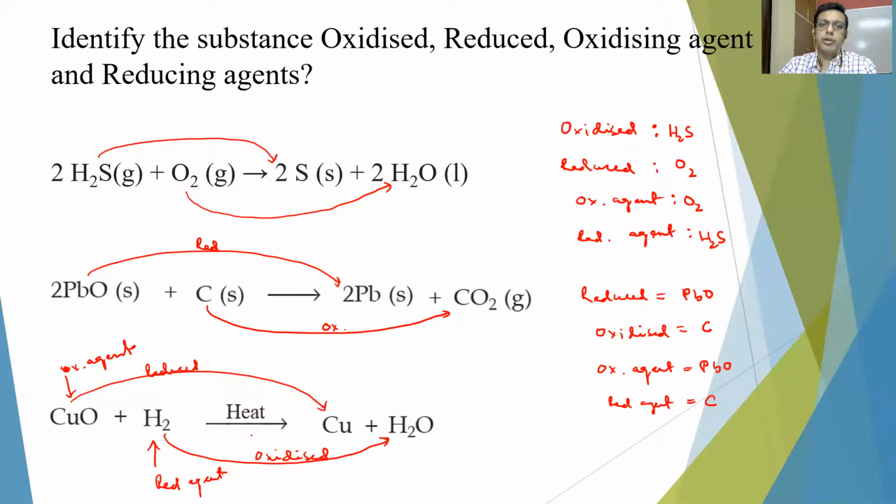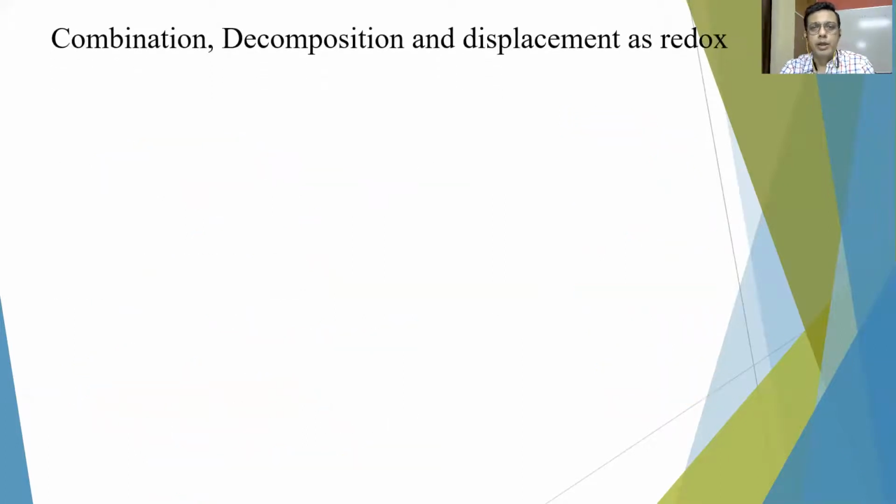Then some of the reactions that we have studied earlier, that is combination, decomposition, and displacement, are also redox. Not all combination reactions are redox. For example, H2 plus O2 gives H2O, and carbon monoxide plus oxygen gives carbon dioxide. These two are examples of combination reactions that we have studied earlier. Combination reactions where at least one element is in the elemental form are redox reactions. So this is a redox reaction.